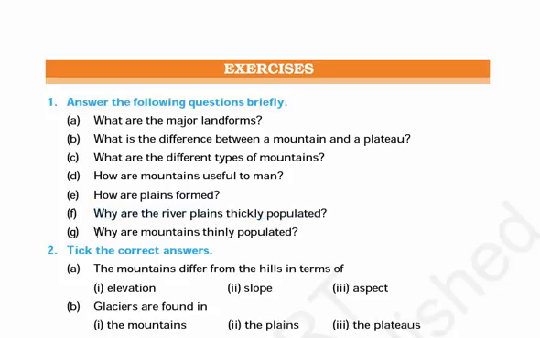And the last question, why are mountains thinly populated? So mountains are not an ideal place to stay because a lot of natural calamities are bound to happen, such as earthquake, land drift, or any kind of a major cloud burst, etc. So that's why these places are not very highly populated. So coming to the next form of questions.